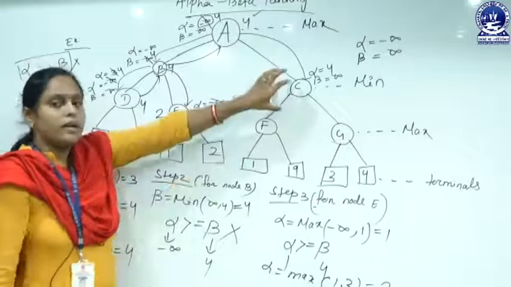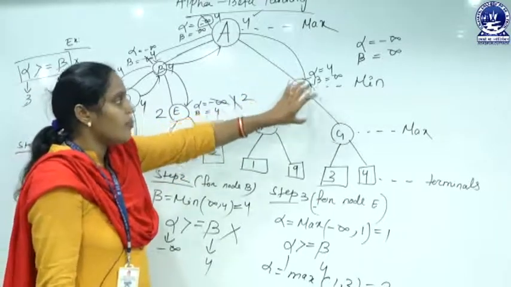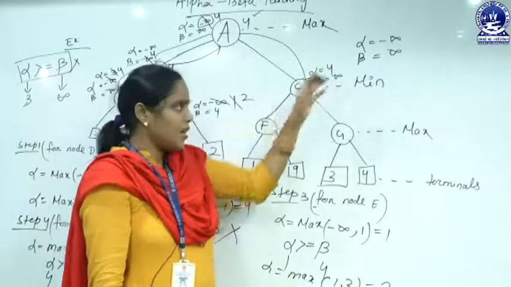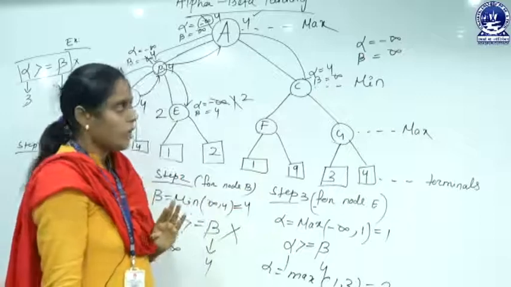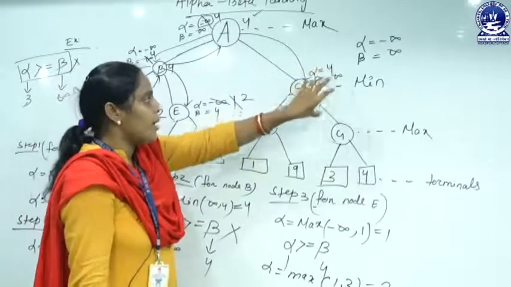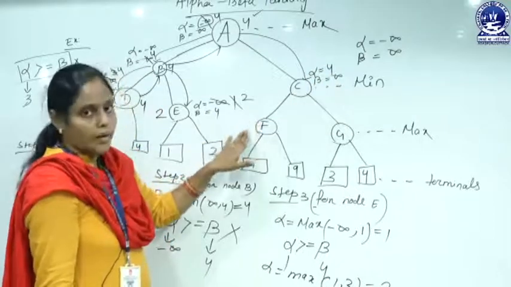Again look at node C. At node C this is the minimizer term. That means at node C the beta value will be updated. For updating the beta value, we move this alpha beta value to the node F.